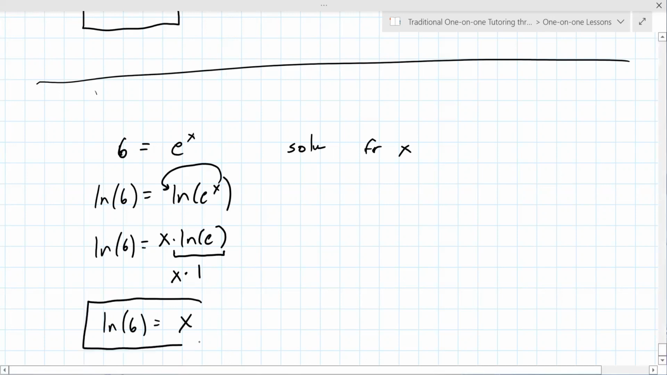It doesn't feel right because you're used to it being a nice number, something that works out a little more. Because what is the natural log of 6? If you put it in your calculator, you get something, but it doesn't really mean anything to you.